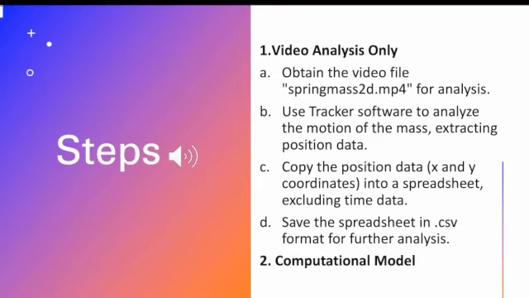The steps for this experiment are as follows. There's 2 ways to do this, but in our method, we will do the video analysis only, which means we will obtain a video file linked to us. We will use the tracker software to analyze the motion of the mass by extracting the X and Y positions. Then we're going to copy that into a spreadsheet, and we're going to save that spreadsheet into a CSV format to then paste into our computational starter code, where we will get graphs as some results.